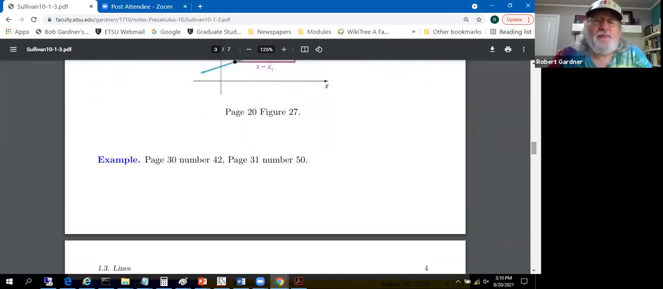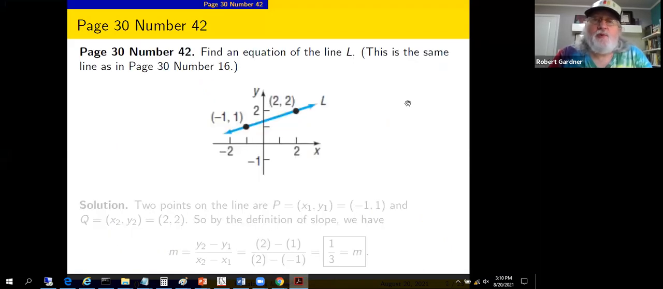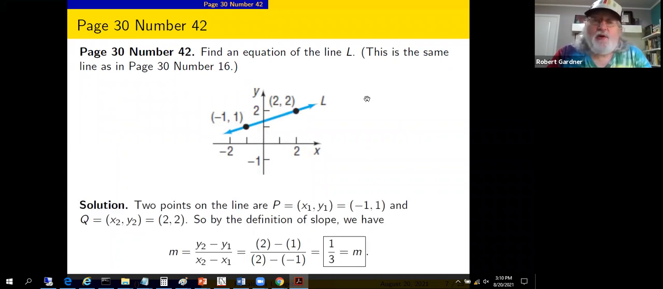Let's do a couple of examples to illustrate that. Number 42 says, find an equation of the line as given here. This is the same line we did. It's the first example, wasn't it? We had already found the slope of this. Here's what we did, so let me just recycle that.